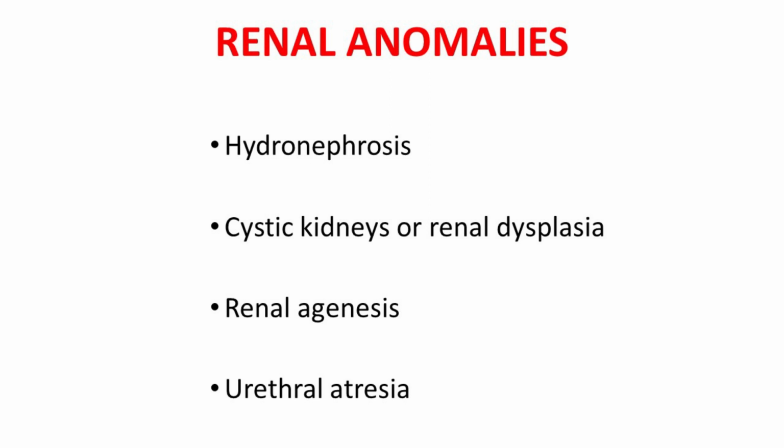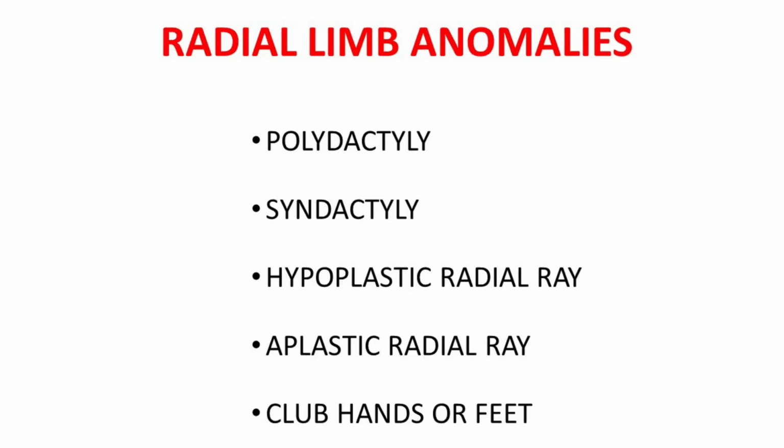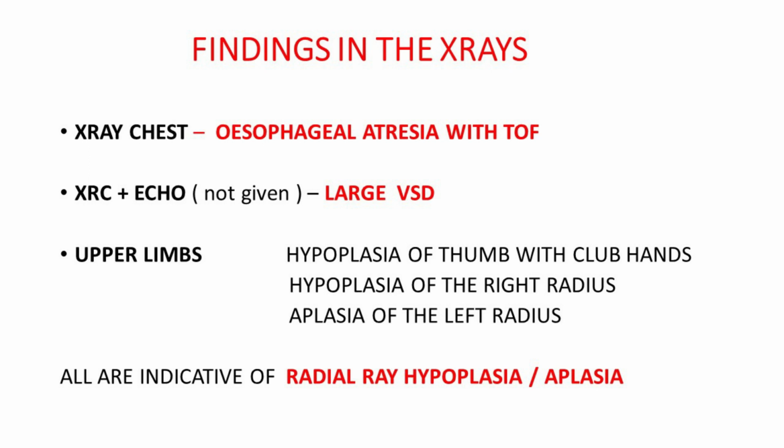Then we'll go to the R, renal anomalies. More common one is hydronephrosis. Second one is cystic kidneys, very rare to have renal dysplasia or renal agenesis, and very rare to have urethral atresia. Then we'll go to radial limb anomalies, which can have polydactyly or syndactyly or hypoplastic or aplastic radial ray. The radial ray usually affects the thumb too. So in our case also it was there, the hypoplastic as well as aplastic radial ray. Club hands or feet also noted.